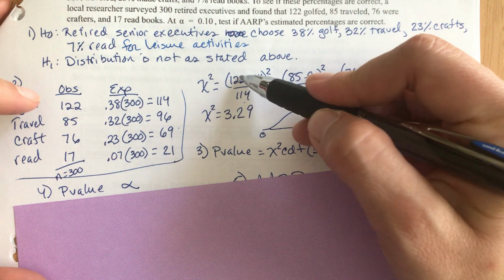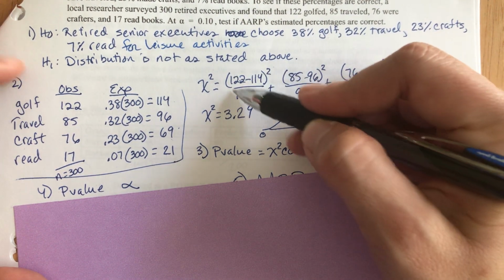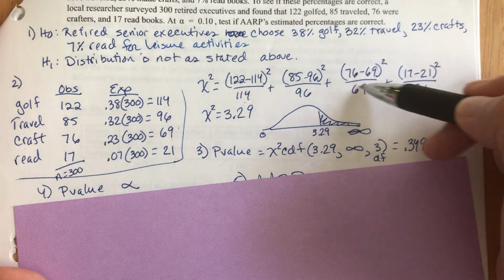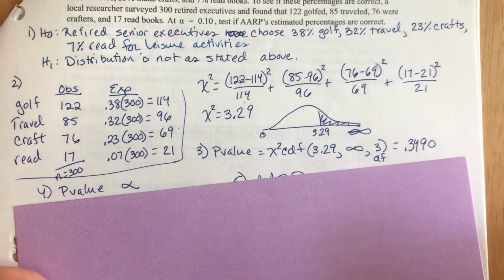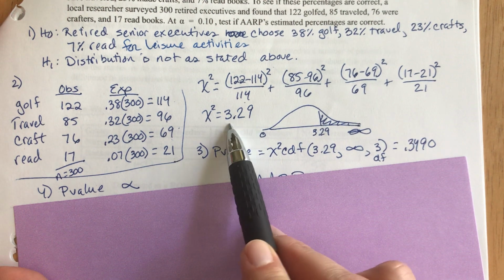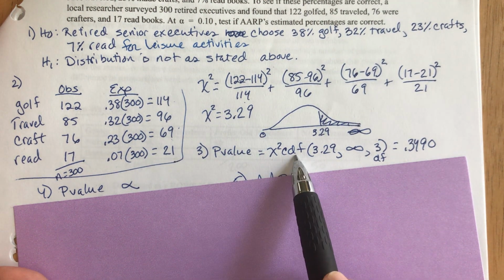Okay, it's observed minus expected squared over expected. So this is golf, this is travel, this is craft, and this is read. Guys, you got to practice. Put this in your calculator. You should get 3.29. Okay, then go and check out chi-squared CDF.